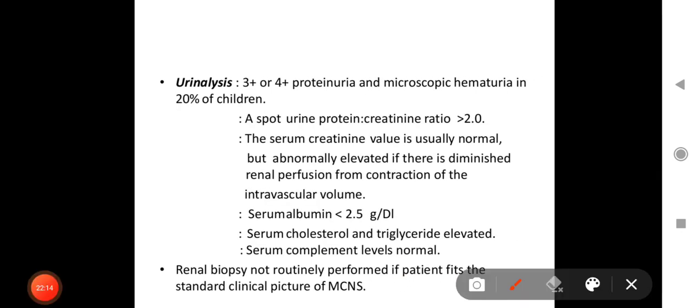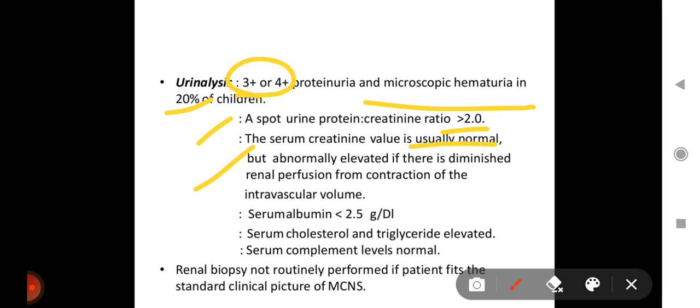Now, urinalysis will show 3 plus or 4 plus proteinuria, and microscopic hematuria may be seen in 20% of the patients. Spot urine protein creatinine ratio is more than 2, as we have already read in previous slides. The serum creatinine value is usually normal, but abnormally elevated if there is diminished renal perfusion from contraction of the intravascular volume. So in the later stages, creatinine may increase. Serum albumin is usually less than 2.5. It leads to hypoalbuminemia and edema.